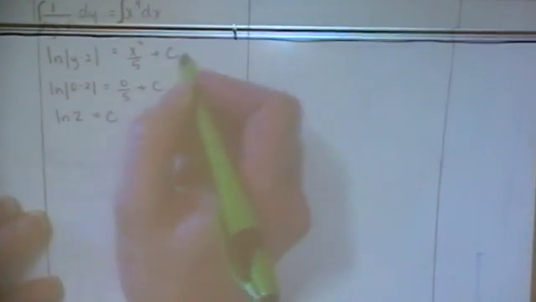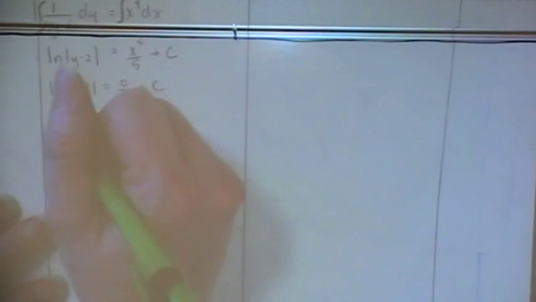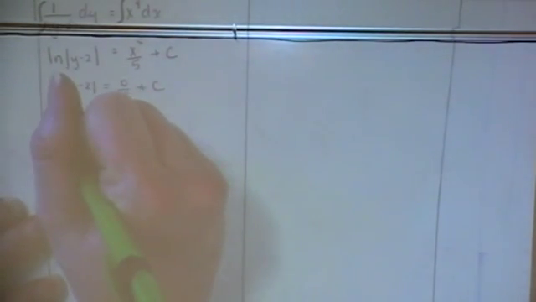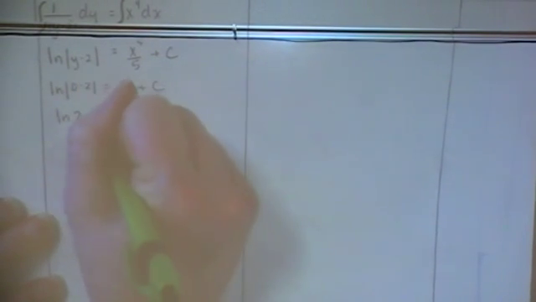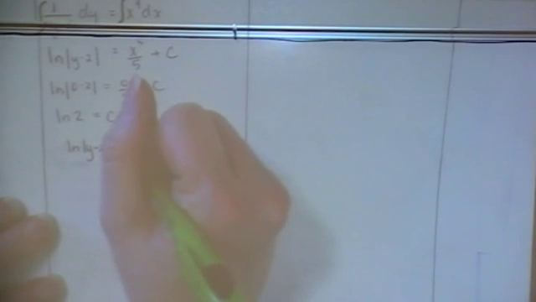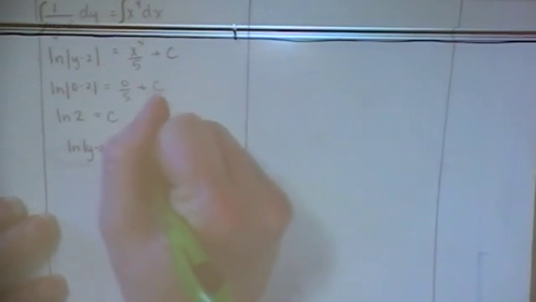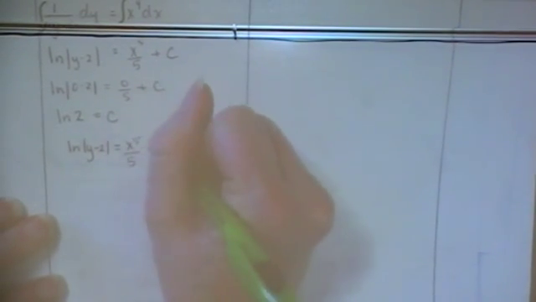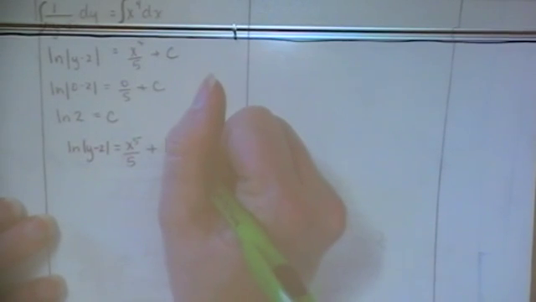So now I can plug that back into this function. Natural log of y minus 2 equals x to the 5th over 5 plus natural log of 2.